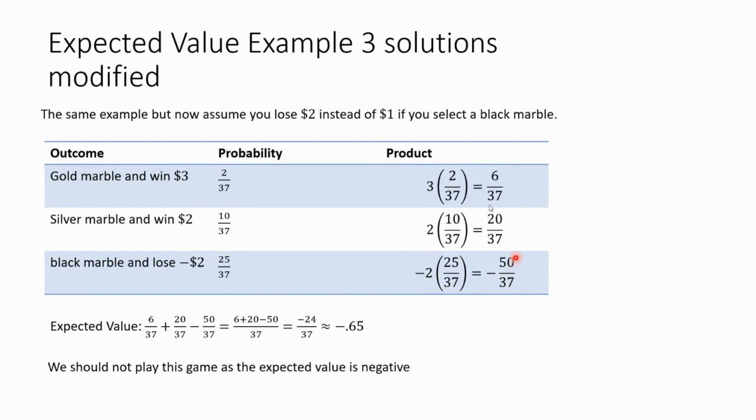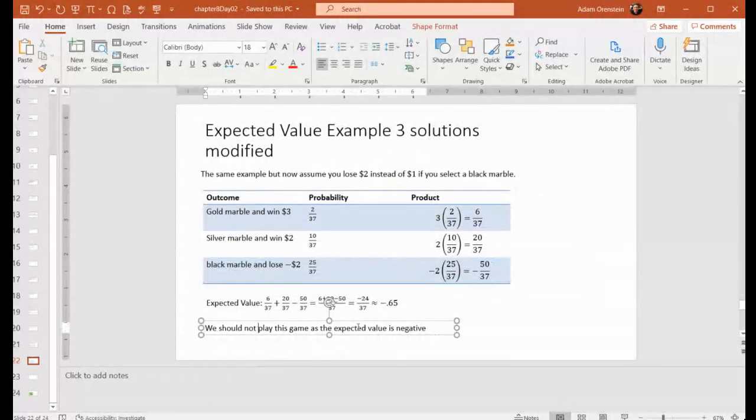So now we add up the products. The other two are the same: 6 over 37 plus 20 over 37, minus 50 over 37. Now we get -24 over 37. Now it's negative. So now we should not have people play this game, because the expected value is negative. In this case, we don't want that, because we're going to lose in the long run.